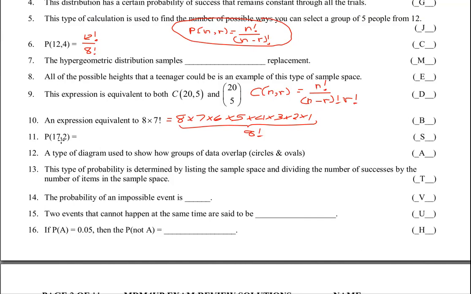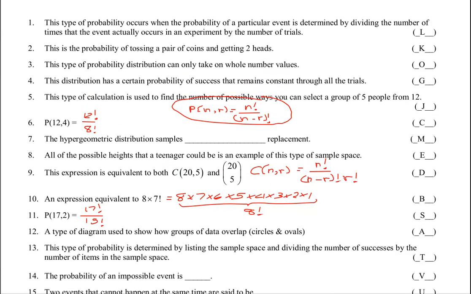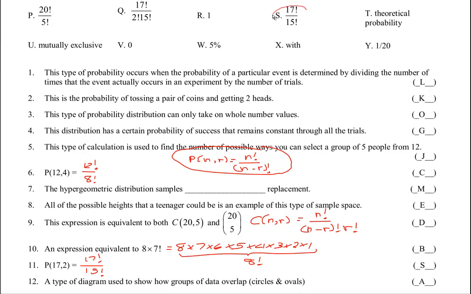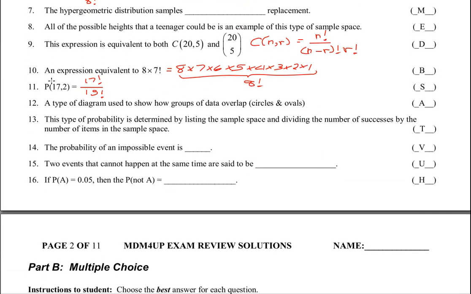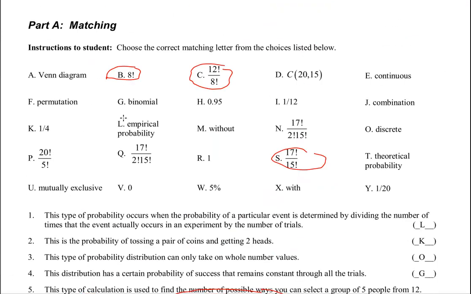For number 11, 17 permute 2 using the permutation formula again would be 17 factorial over, 17 minus 2 is 15, so there'd be a 15 factorial in the denominator. And that should be answer S, which is right there. Number 12, a type of diagram used to show how groups of data overlap, and I put a little hint there, circles and ovals. It's called a Venn diagram, which is answer A. So Venn diagram, that's the A answer.